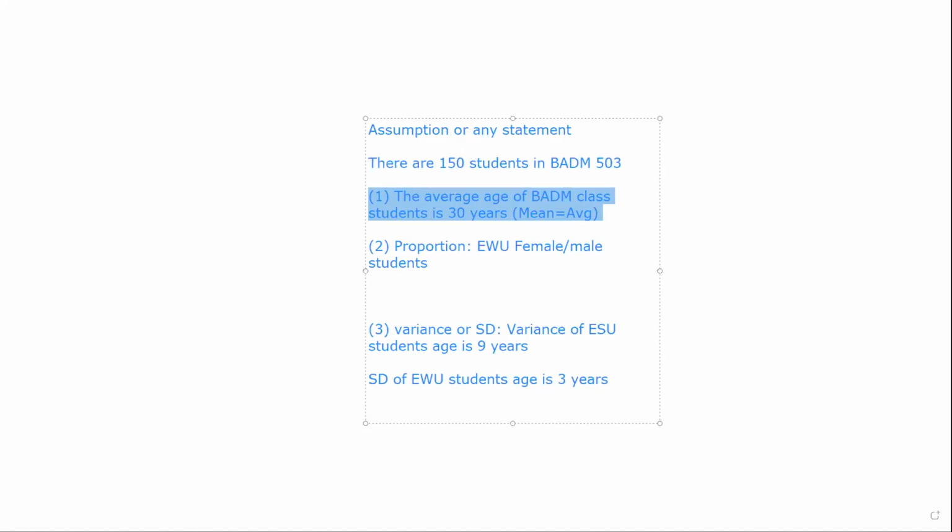So I'm just going to show you Minitab. I think you can see this Minitab, and let me start this. So my hypothesis is that the average age of my BADM students is 30 years. Okay. I would like to check this hypothesis.